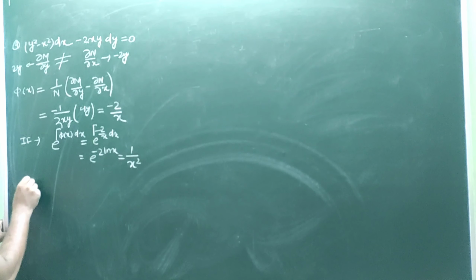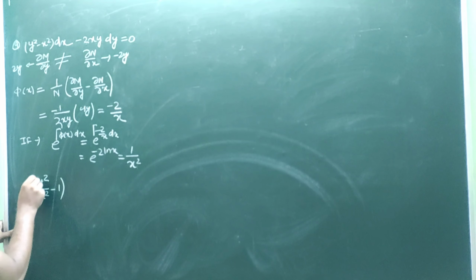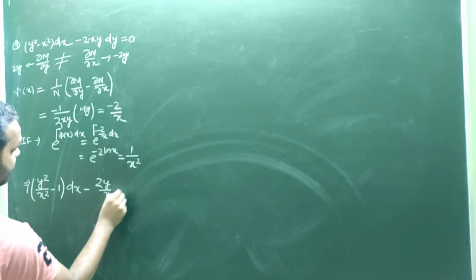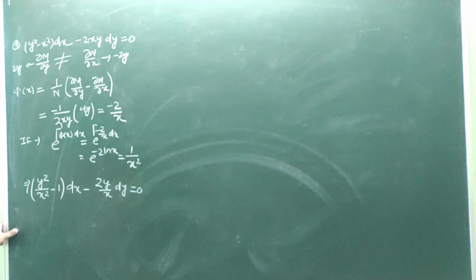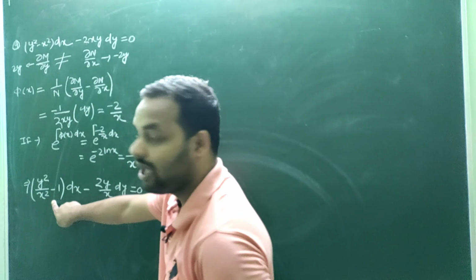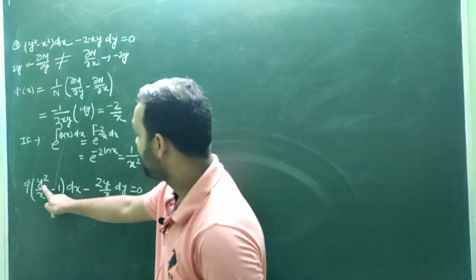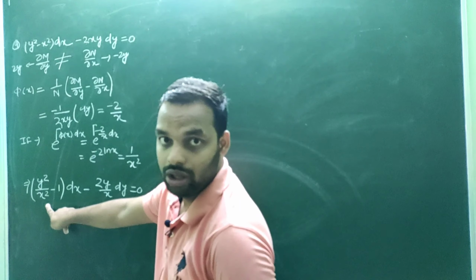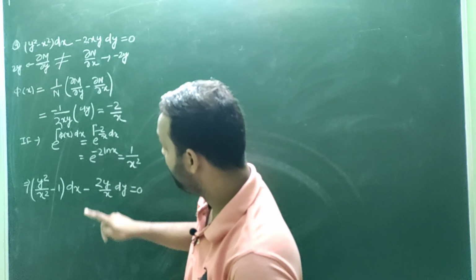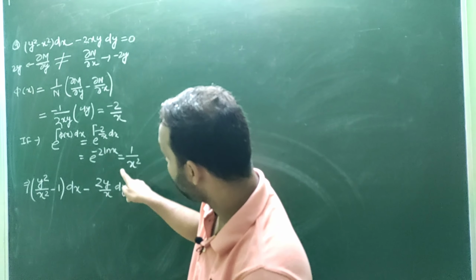Then multiply, and this becomes (y square by x square minus 1) dx minus 2y by x dy is equal to 0. What we got here? This is M, this is N. Now let's find dou M by dou y. Then this becomes 2y by x square, right? And this is N, minus 2y by x. If you find dou N by dou x, then there is already a minus, and the derivative will be 2y into minus 1 by x square.